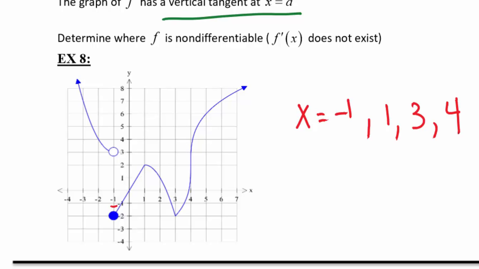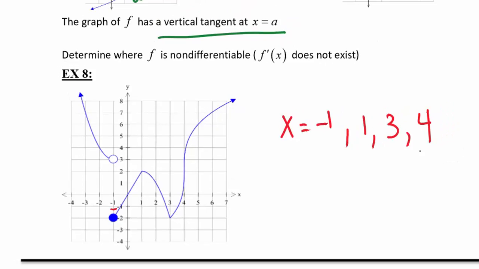So for this particular function, in example 8, I am not differentiable at -1, at 1, at 3, and at 4. Why is that? Again, because at -1, I have a jump or a break, so my limit doesn't exist. At +1, I have that sharp corner. At 3, I have a sharp corner, and at 4, I have a vertical tangent.